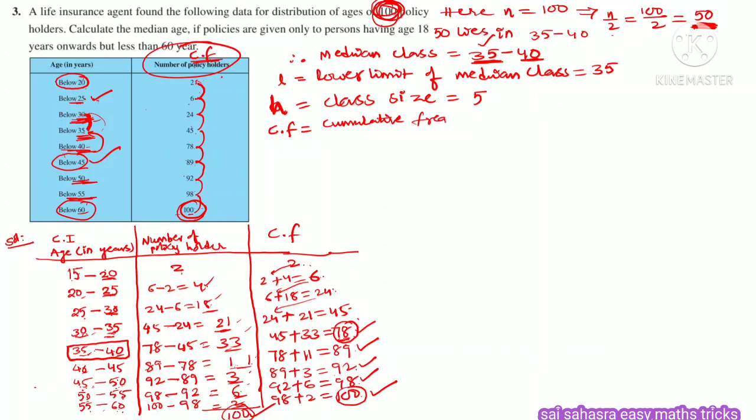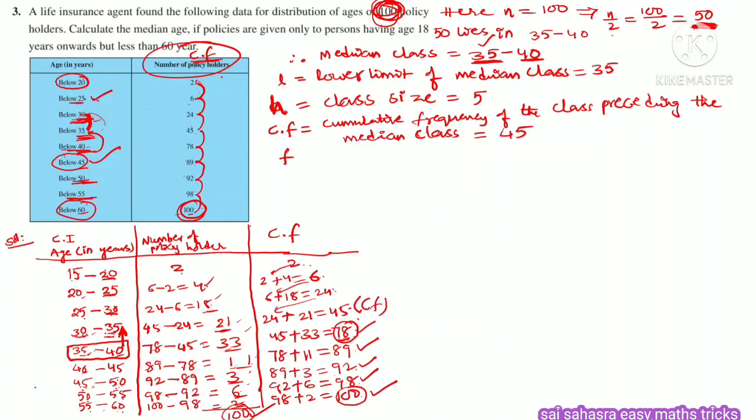Cumulative frequency of the class. Don't write median class cumulative frequency. We have to write cumulative frequency of the class preceding the median class. Preceding the median class means the class before it. The class before the median class is 30 to 35. That one's cumulative frequency is 45. So the CF value is 45.